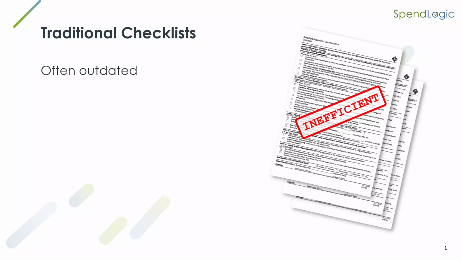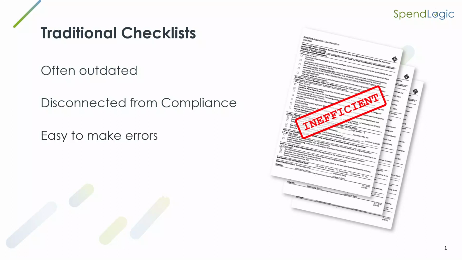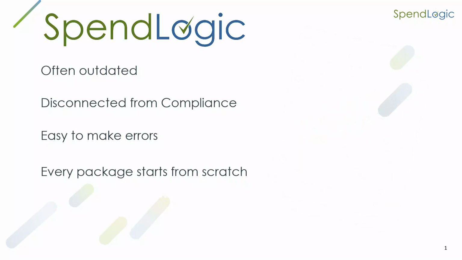Procurement professionals must find the latest checklist. Oftentimes, this step is ignored and old checklists are reused. There is no mention of compliance requirements, which increases likelihood of multiple rounds of reviews. The format of the document makes it easy to overlook requirements and make mistakes. There is very little, if any, automation happening here, which means every package starts from scratch. SpendLogic's various modules solve each of these problems.